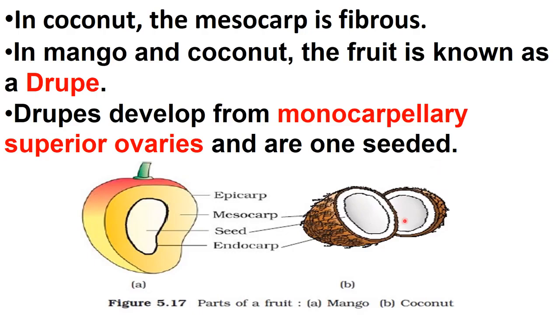Now which one is the edible part of the coconut? Seed. The pericarp, that is the fruit wall, is not edible in the coconut. The edible part is the seed. So on the inner side, the white part of the coconut that you see is the seed of the coconut. And in the case of mango, the fruit wall is edible. Which part of the fruit wall? Mesocarp. The seed is not edible in the case of mango.